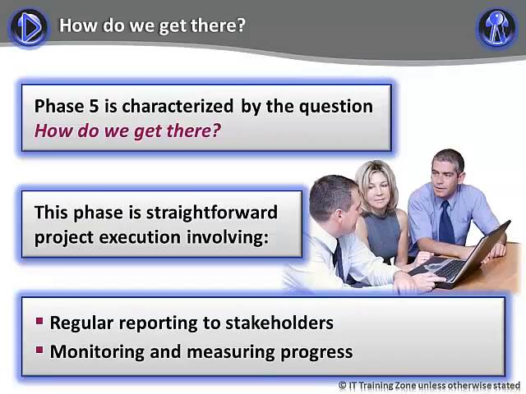Phase 5 is characterized by the question, how do we get there? To which the simple answer is, carry out the plan. This phase is straightforward project execution, involving regular reporting to stakeholders, and monitoring and measuring progress in terms of the plan and its deliverables. Metrics for deliverables will be aligned with the goals and metrics defined by COBIT.